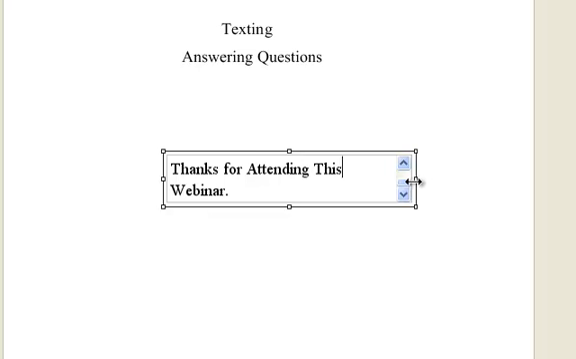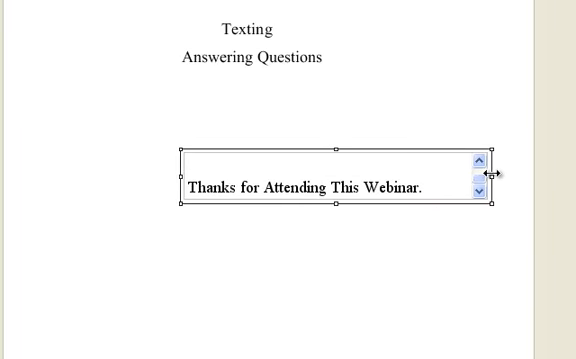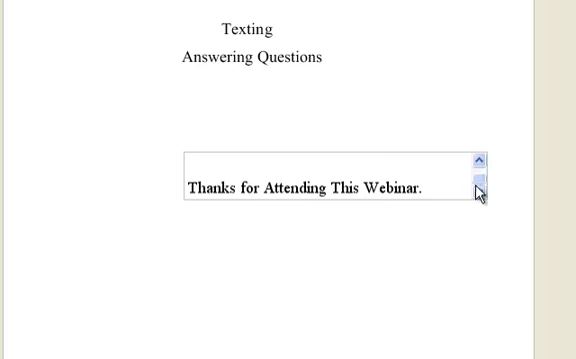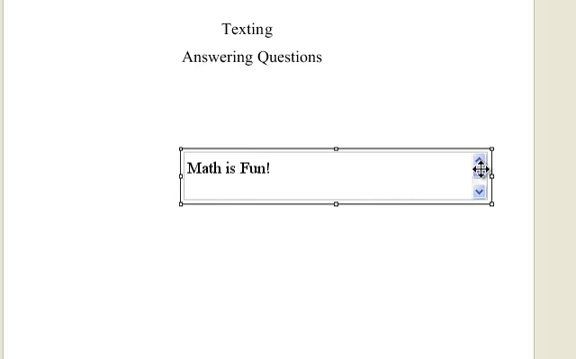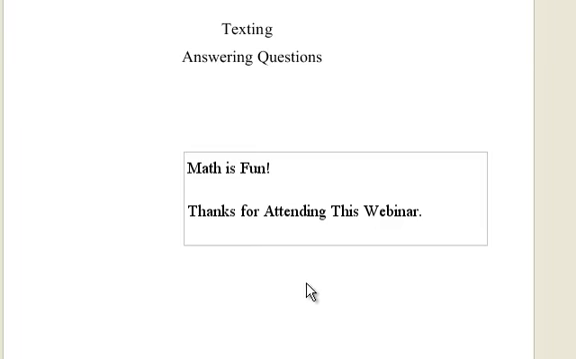If I wanted to make the box big enough for the whole line, I can just move it like I did before, and I can double click and move it over. Now you can see it on one line, but you can still not see the whole thing. If you want to see the whole thing, you're going to take your arrow and move it down, and now you can see the whole thing.